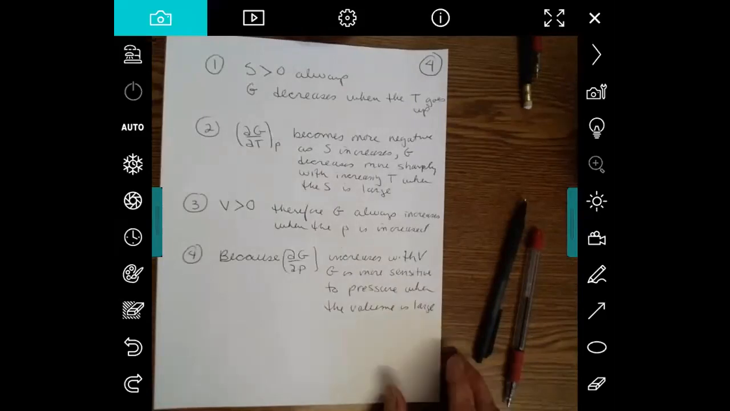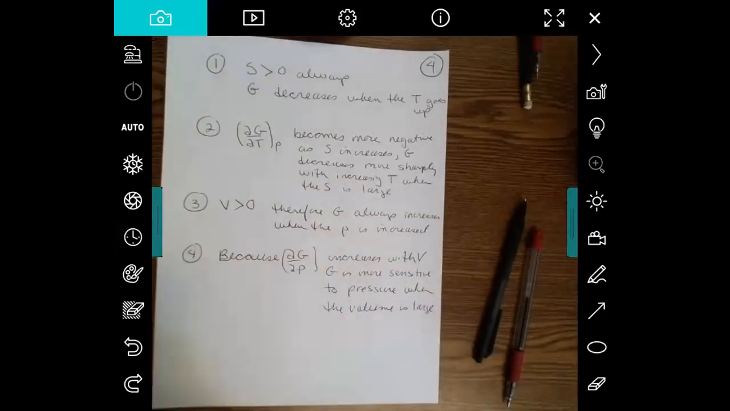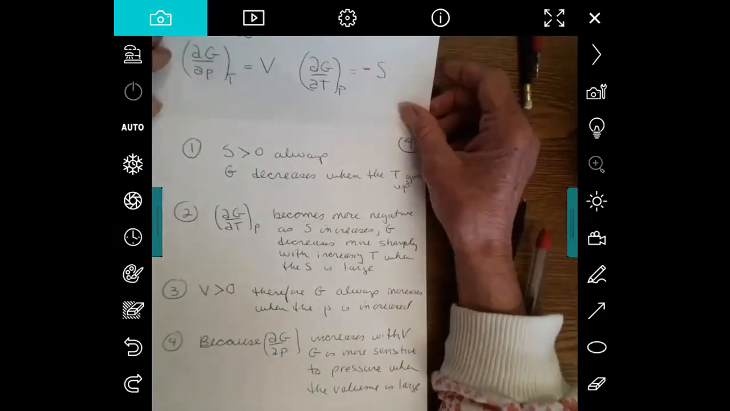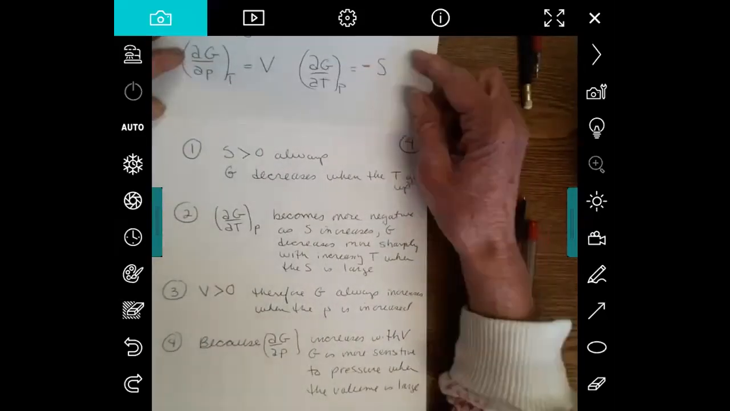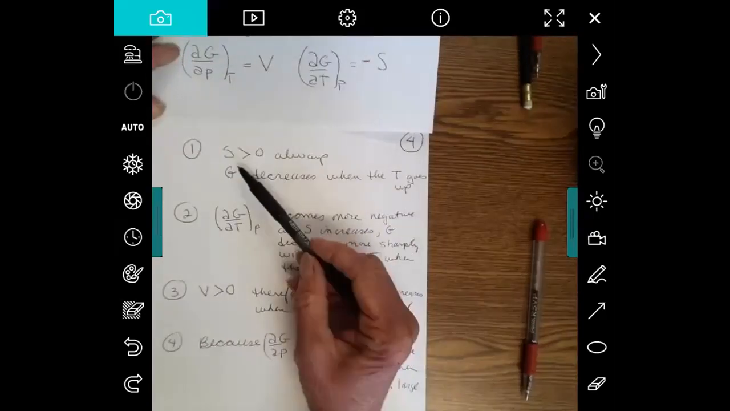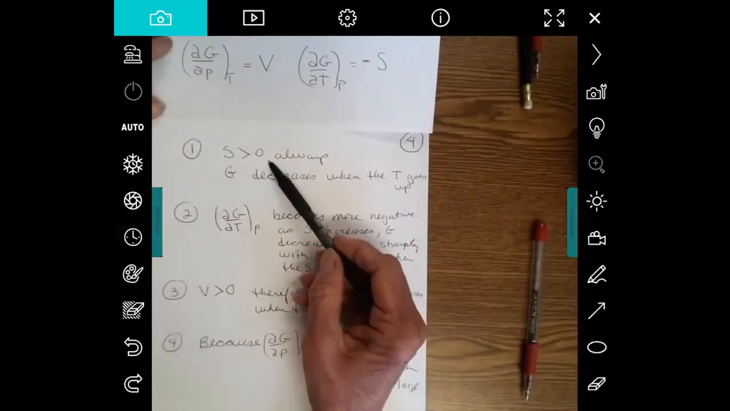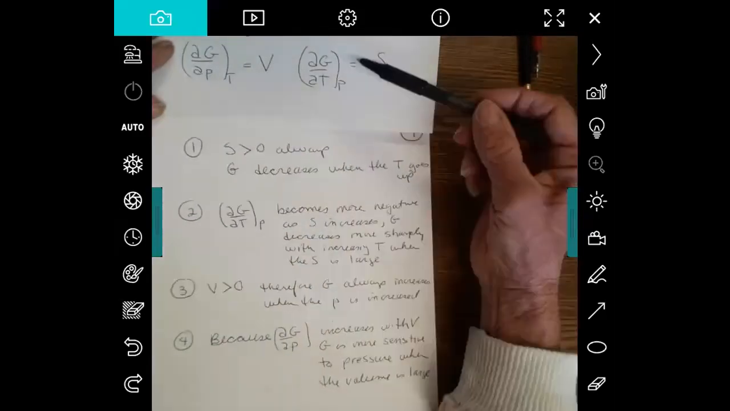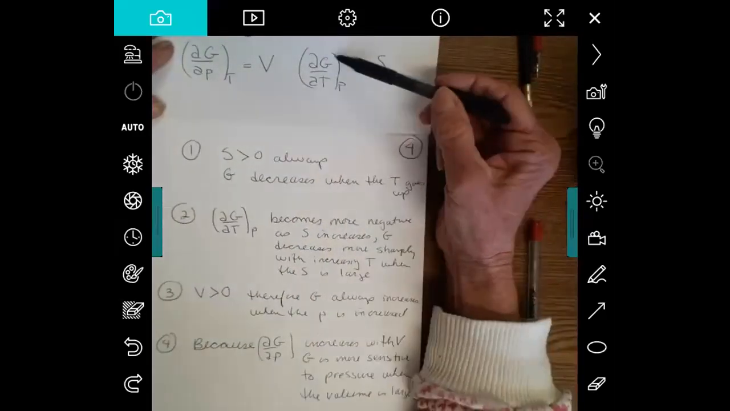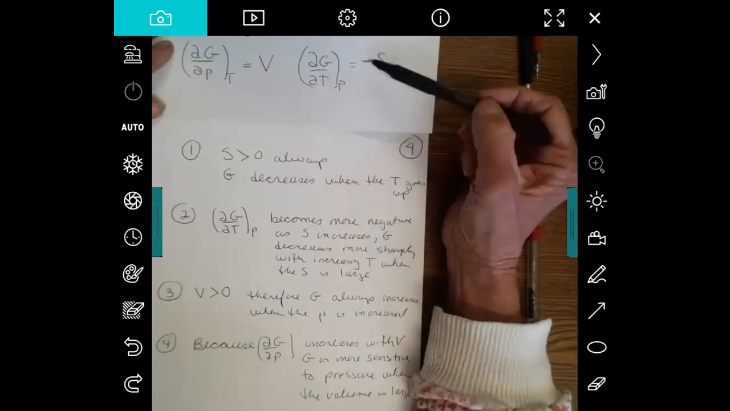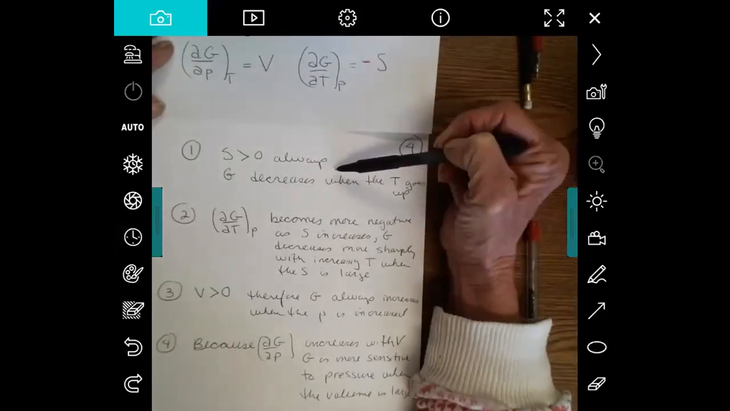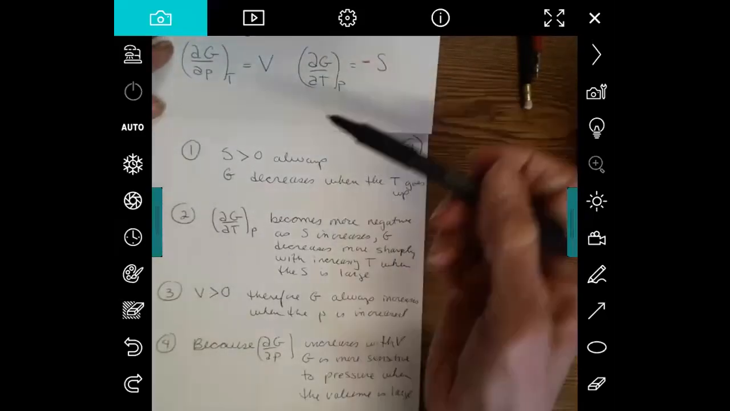So we can look at those, and it's always important to think about what those tell you, what physics you can understand from looking at the math. So entropy is always greater than 0 for a substance. So G always decreases when temperature goes up. So Gibbs free energy, as T goes up, is a function of negative S, and S is always a positive number. So G always decreases when the temperature goes up.